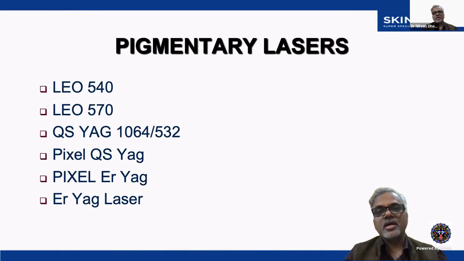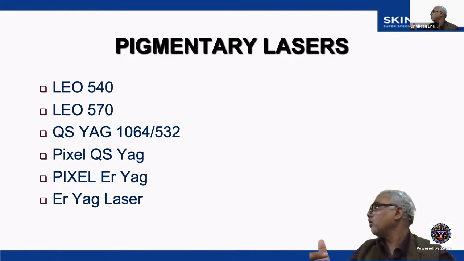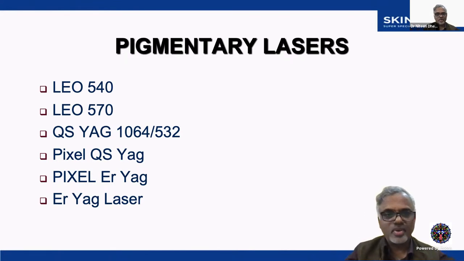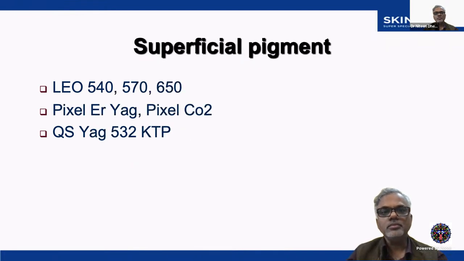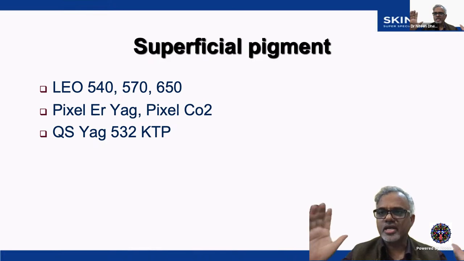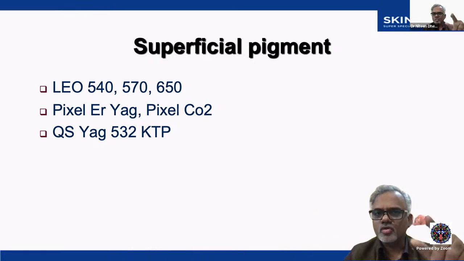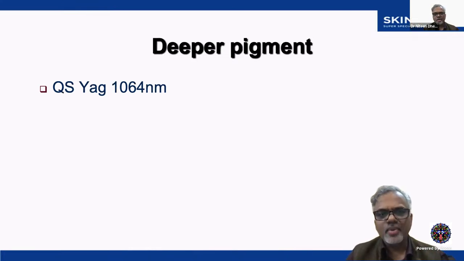Now the last one is the pigmentary lasers. Again, IPL 540, IPL 570, Q-switch, Nd:YAG 1064 or 532, all these can be used as pigmentary lasers. For superficial pigment, you can use IPL or 500, 570, 532, 560 to 600. Short wavelength is used for superficial pigment. For pigment deep enough, we require 1064.